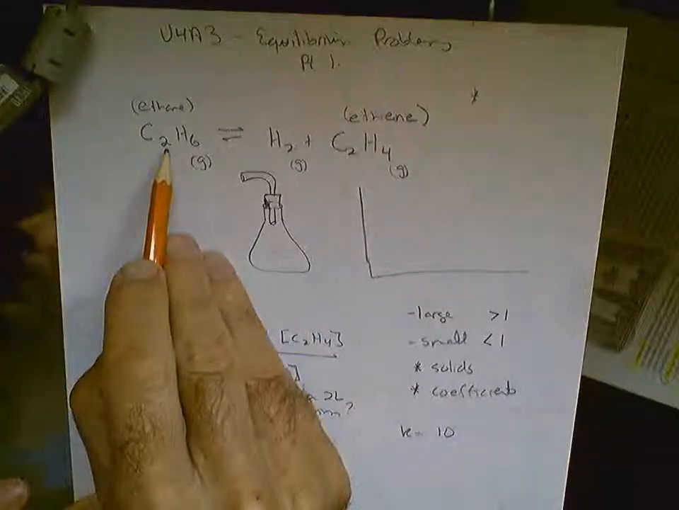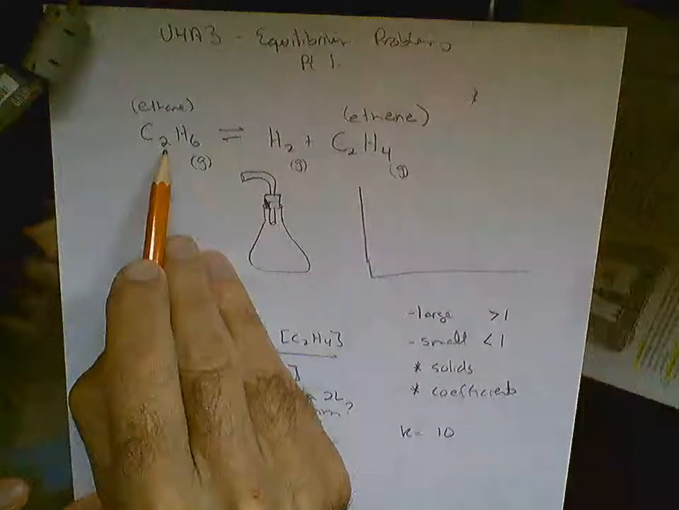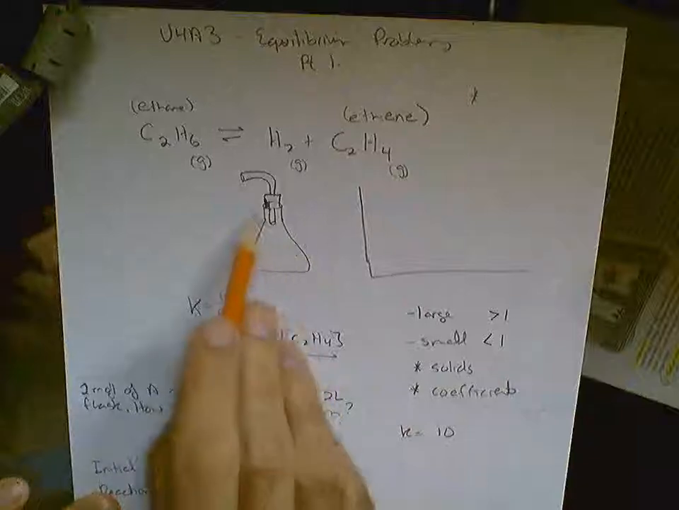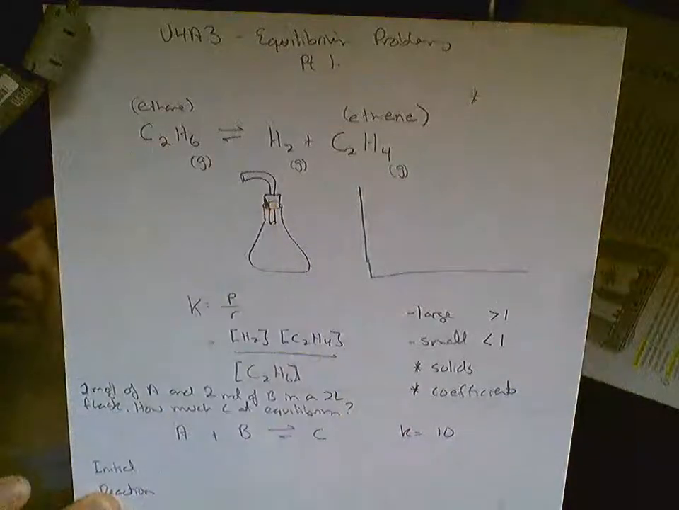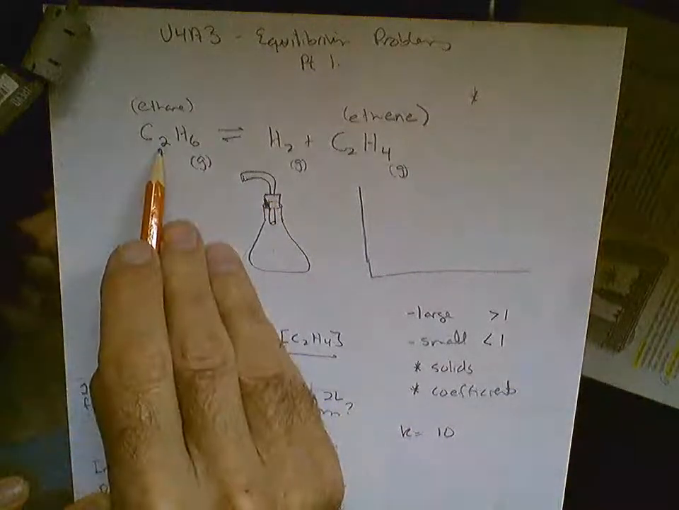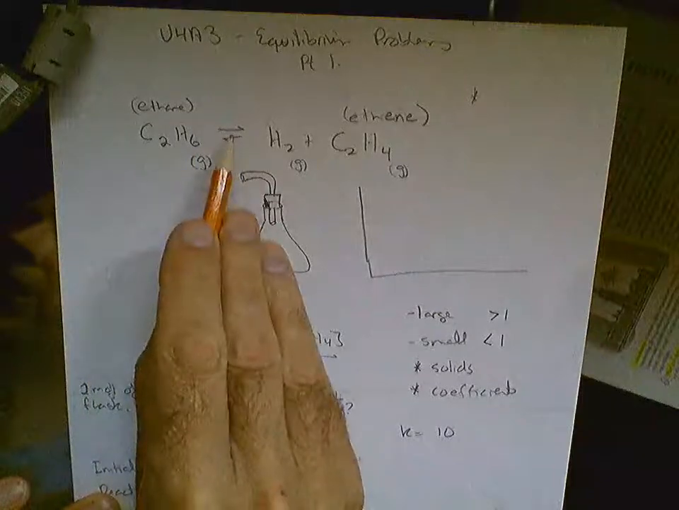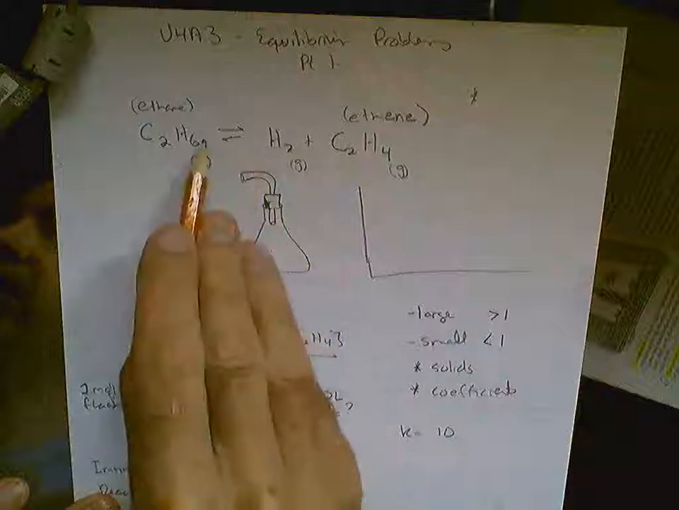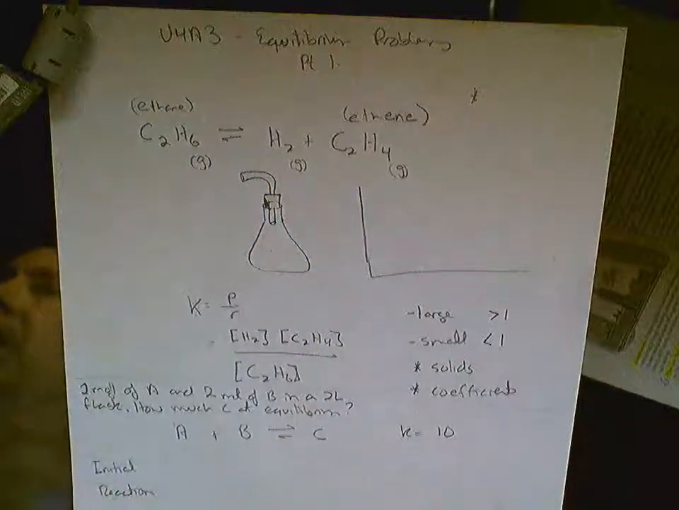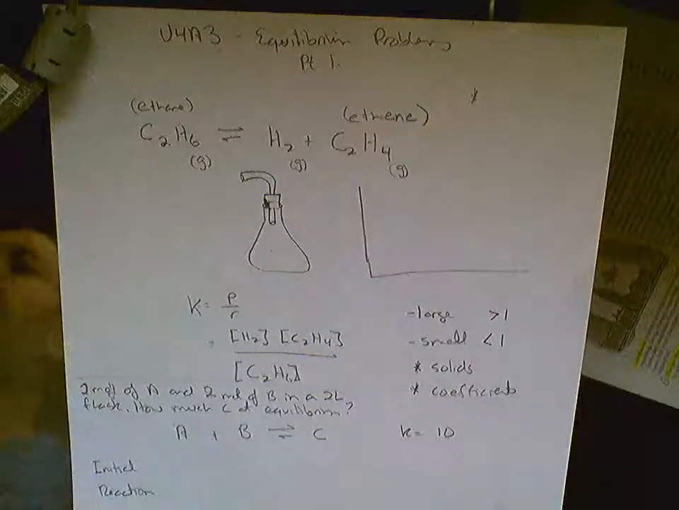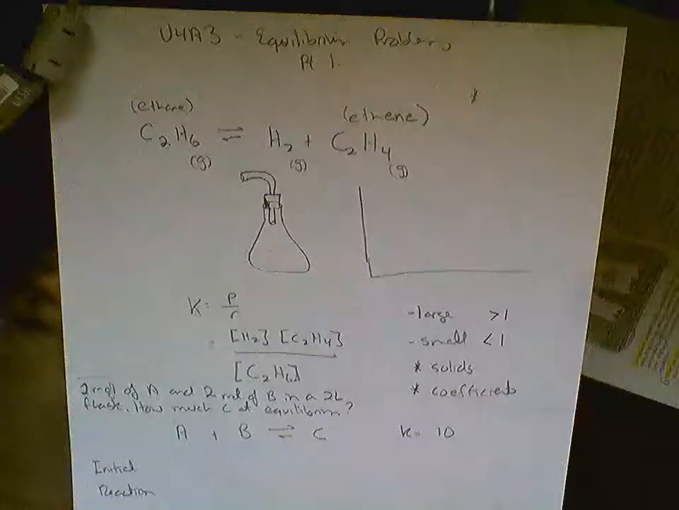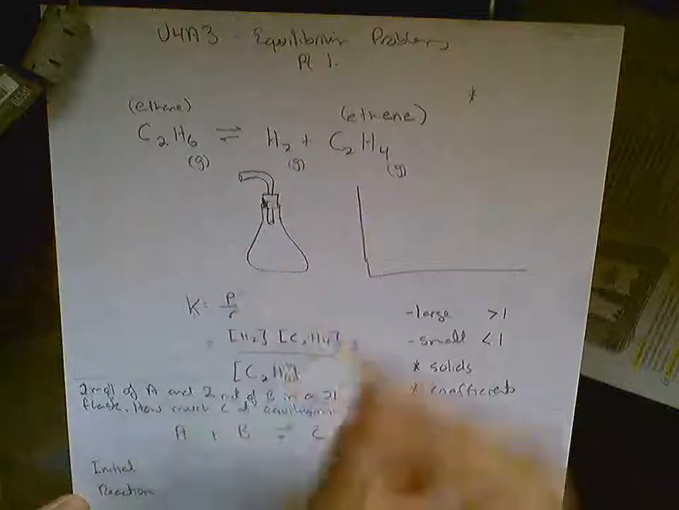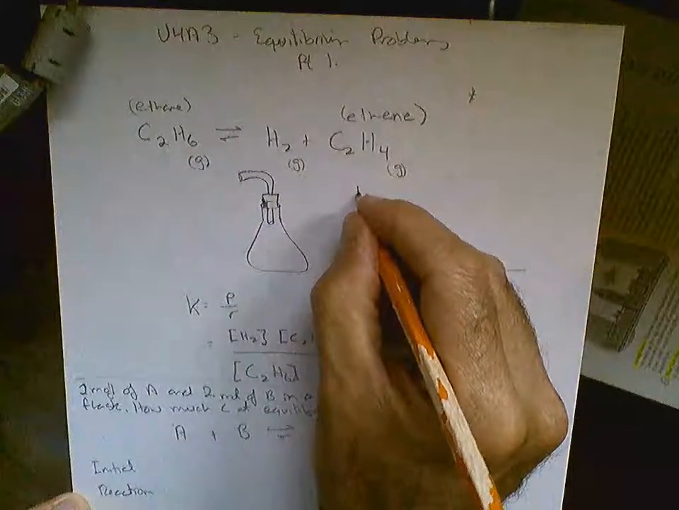What we have here for our first example is an equilibrium situation. Remember, to have equilibrium, we need a closed system, which basically means you need a stopper on it. You have ethane gas, C2H6, and it's breaking down to form hydrogen gas and ethene. And then that goes back to form ethane in an equilibrium situation. Let's say that all we did was pump ethane into this system. So we have nothing to begin with in here, and then we pump ethane in.